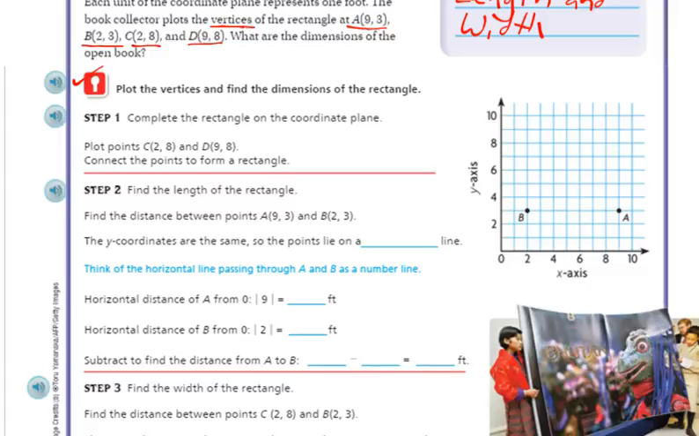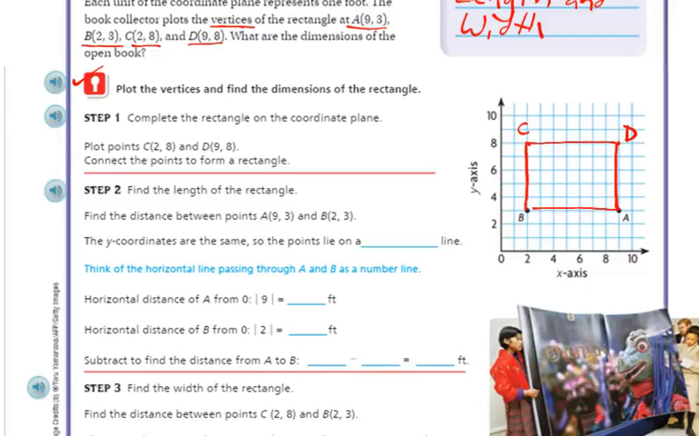Step 1, complete the rectangle on the coordinate plane. We need to plot points C (2, 8) and D (9, 8), because A and B have already been plotted. Then we're going to connect these letters together to form the rectangle. So we're going to go ahead and plot point C at (2, 8): over 2, up 8, place your dot, and let's label that point C. And we're going to count over 9 and up 8, and we're going to label that point D. So we have our 4 points located on our grid, and we're going to go ahead and connect those dots to form the rectangle.